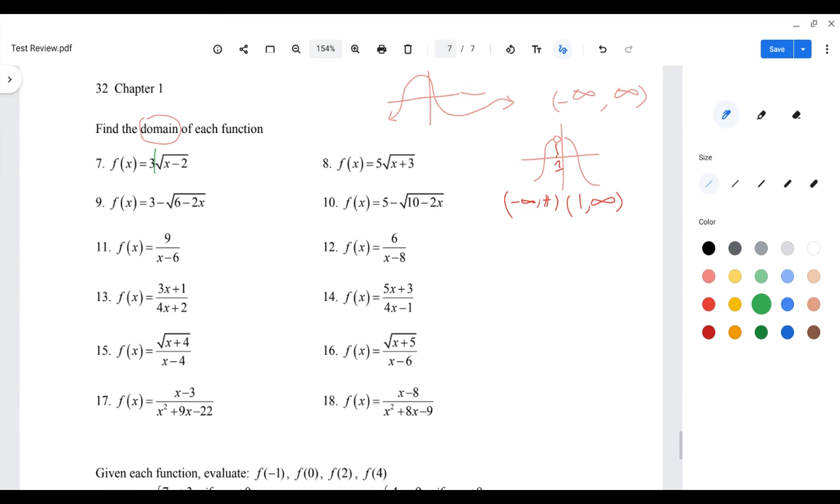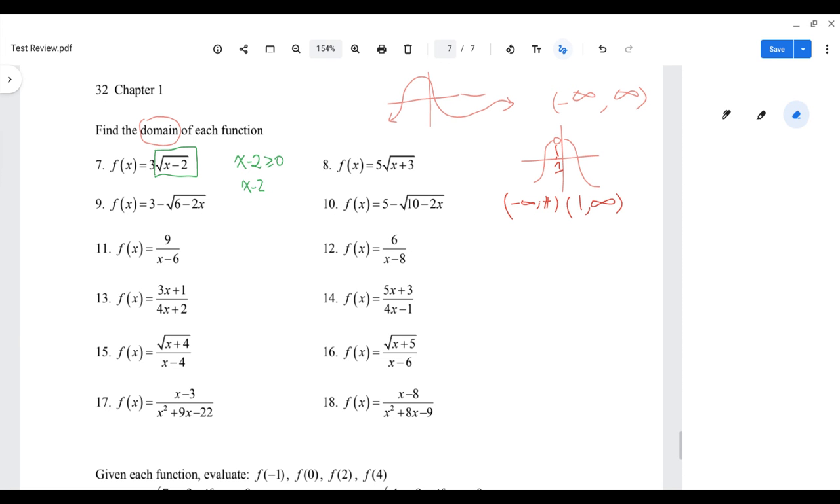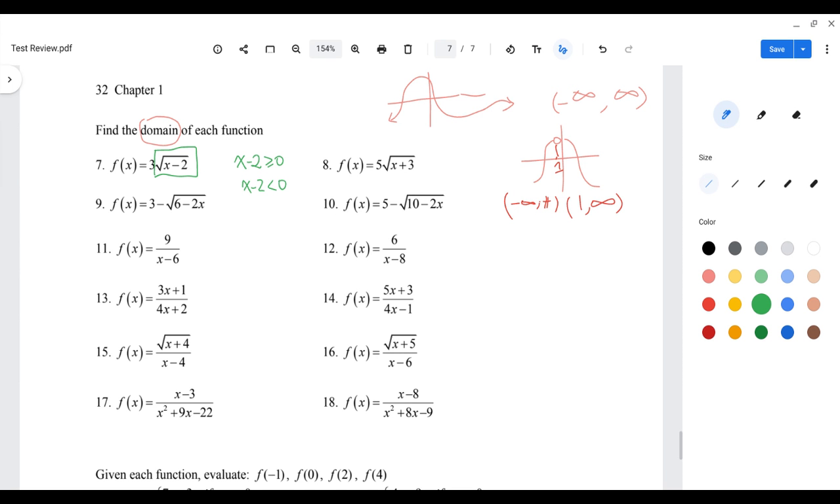Number 7, what you have here is a square root. A square root can only root a positive number or 0. So that means whatever number is inside the root must be larger than or equal to 0, so x minus 2 cannot be less than 0. Okay? It's more like that.